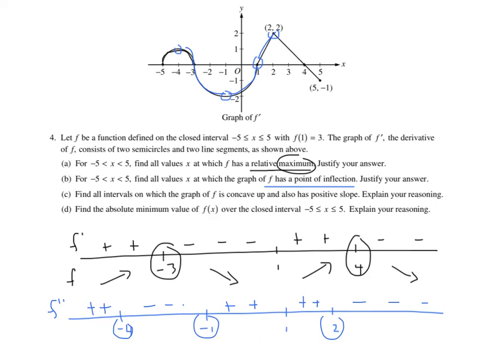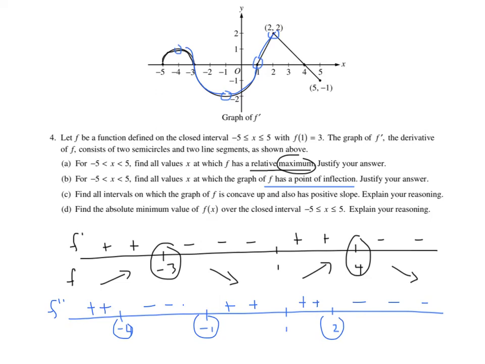You could even go as far as to say that f prime changed from increasing to decreasing and vice versa. That would also be an acceptable answer. But why make it more complicated than it has to be? I just like to keep it simple. Always stick with the phrase f double prime changes signs and you'll be in good shape.